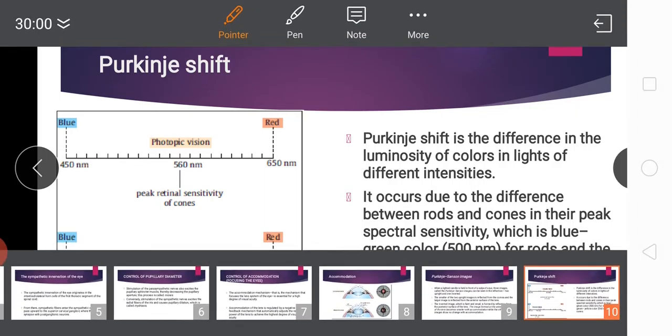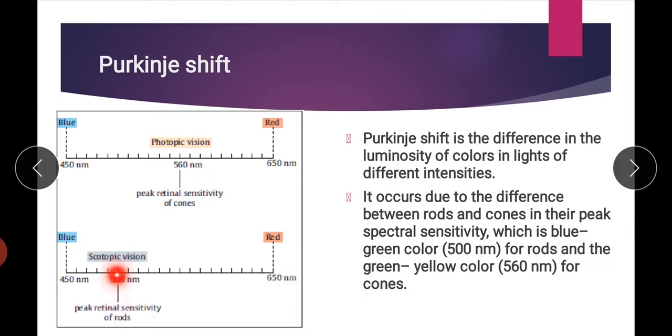So you can see here that the peak sensitivity of rods is around a wavelength of 500 nanometers, and the peak retinal sensitivity of cones is around 560 nanometers, which is equidistant from blue and red color, while the rod peak is nearer to blue color. So in dim light, in scotopic vision, the blue flower appears to glow while the red flower appears black. So this is about the Purkinje shift.